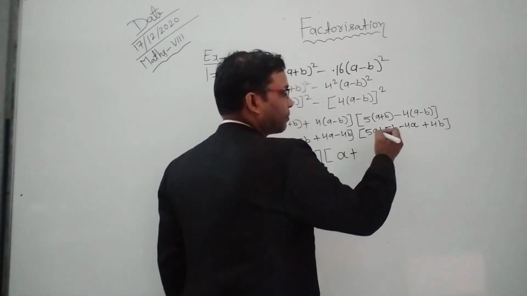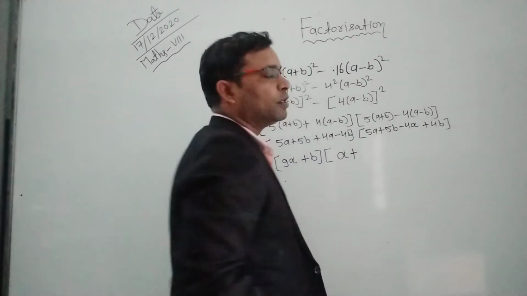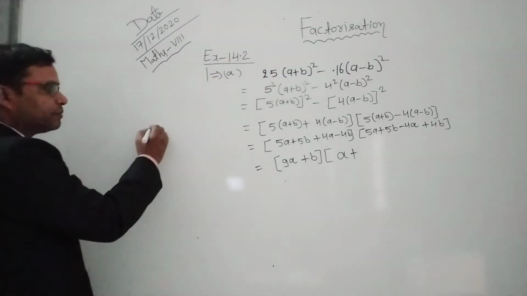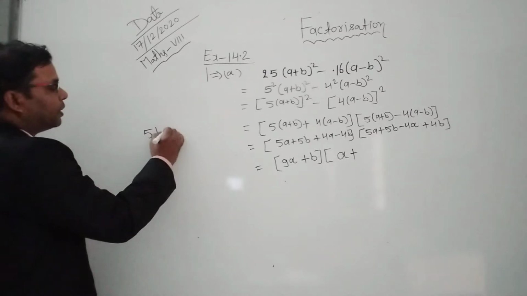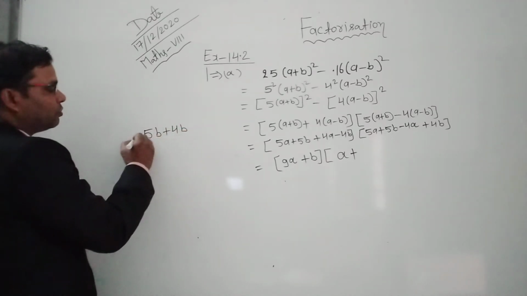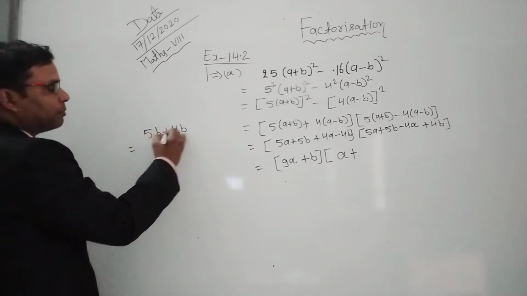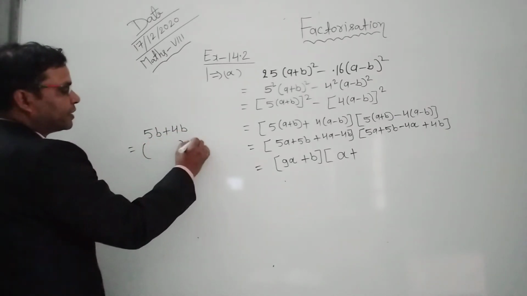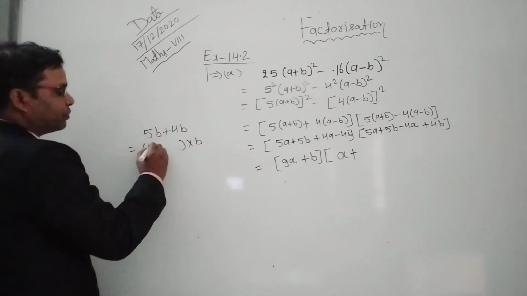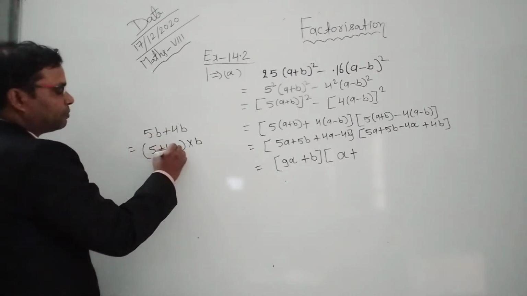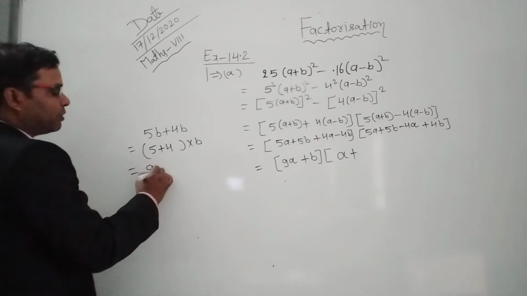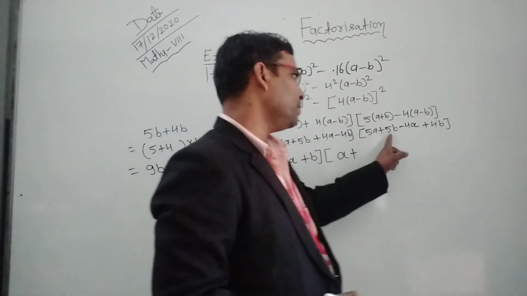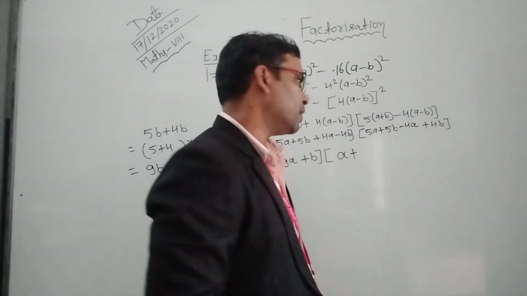And plus 5b plus 4b. So how can you get 5b plus 4b? You can see here 5b plus 4b. So you can see here b is common between them. So you can take common b, okay, like this. And here you have 5 plus 4. 5 plus 4 is equal to what? 5 plus 4 is equal to 9. Clear? So similarly, 5b plus 4b is equal to 9b.